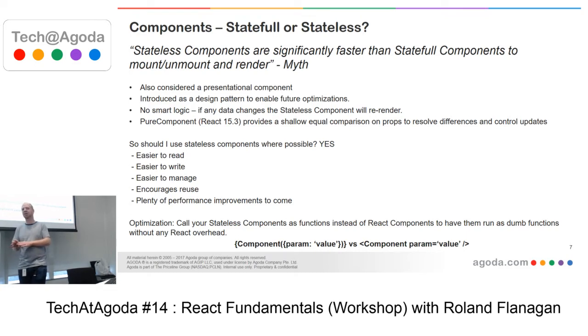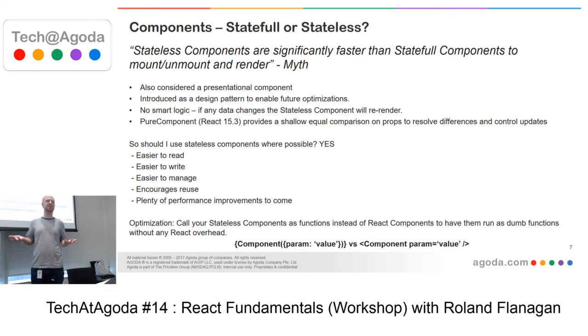But there's been a lot of changes. And in 15.3, we had pure components added in, which allows for one of the lifecycle events, shouldComponentUpdate, to get you the option to have a shallow equal comparison on the props to control those updates. And they've done this intentionally because this is where you get the optimizations. They can take away a lot of the instantiation process and focus on the updating process.